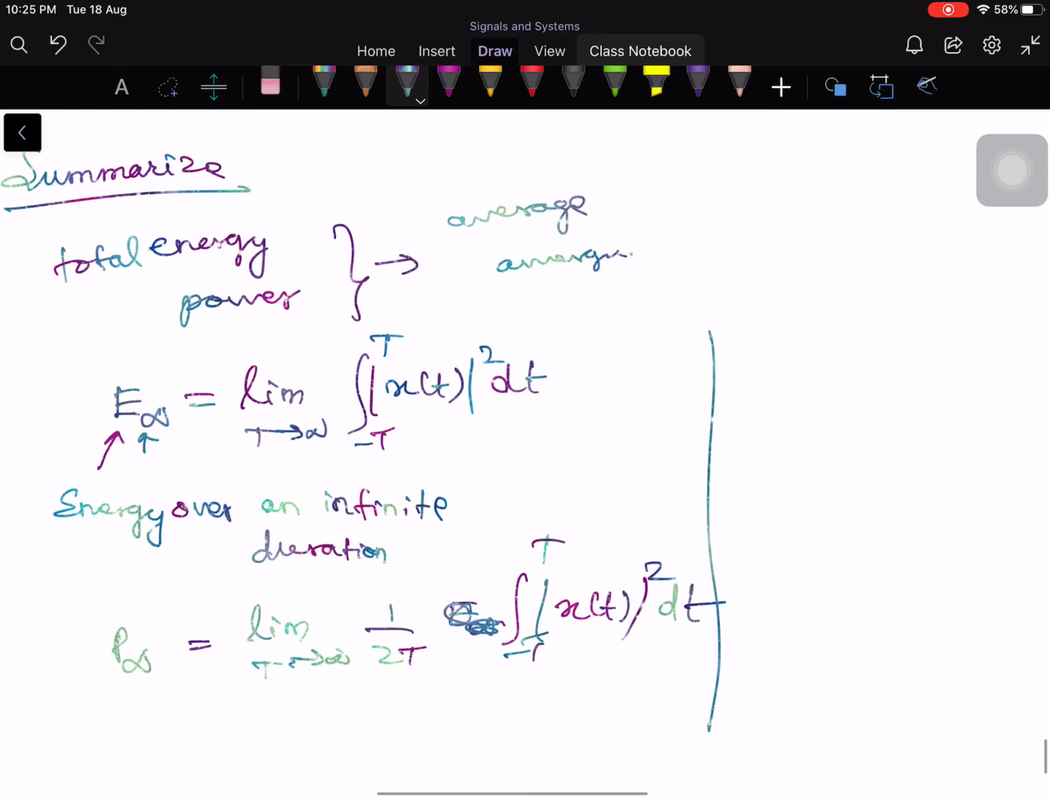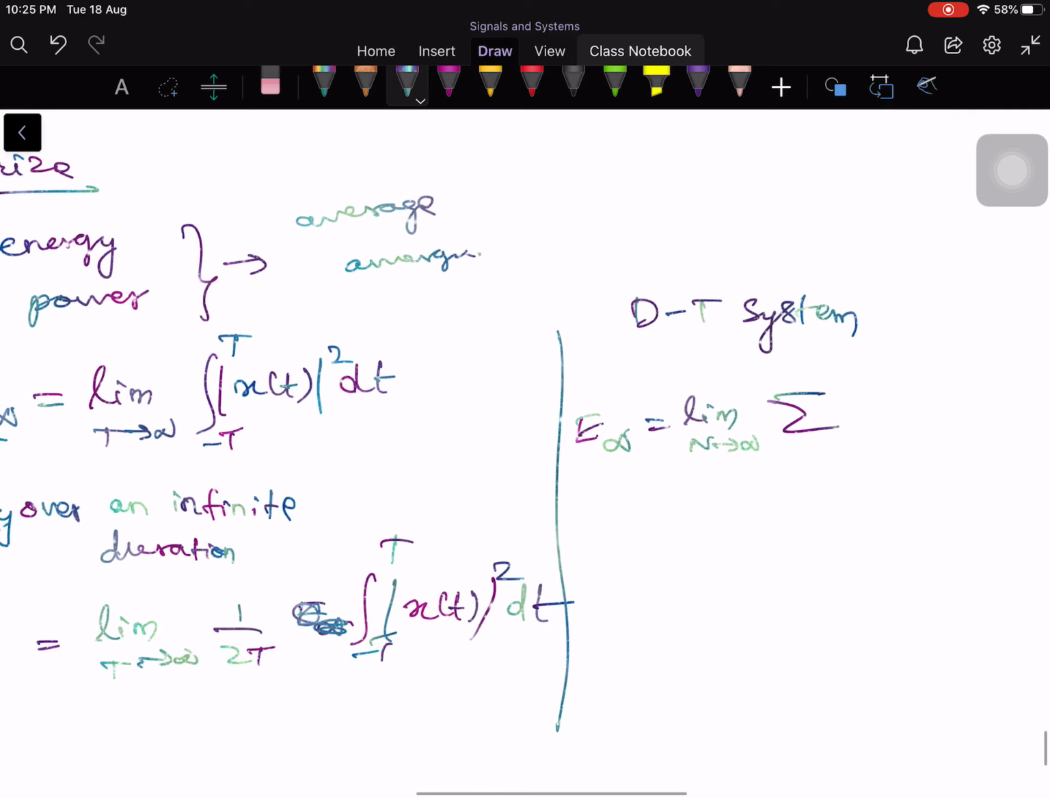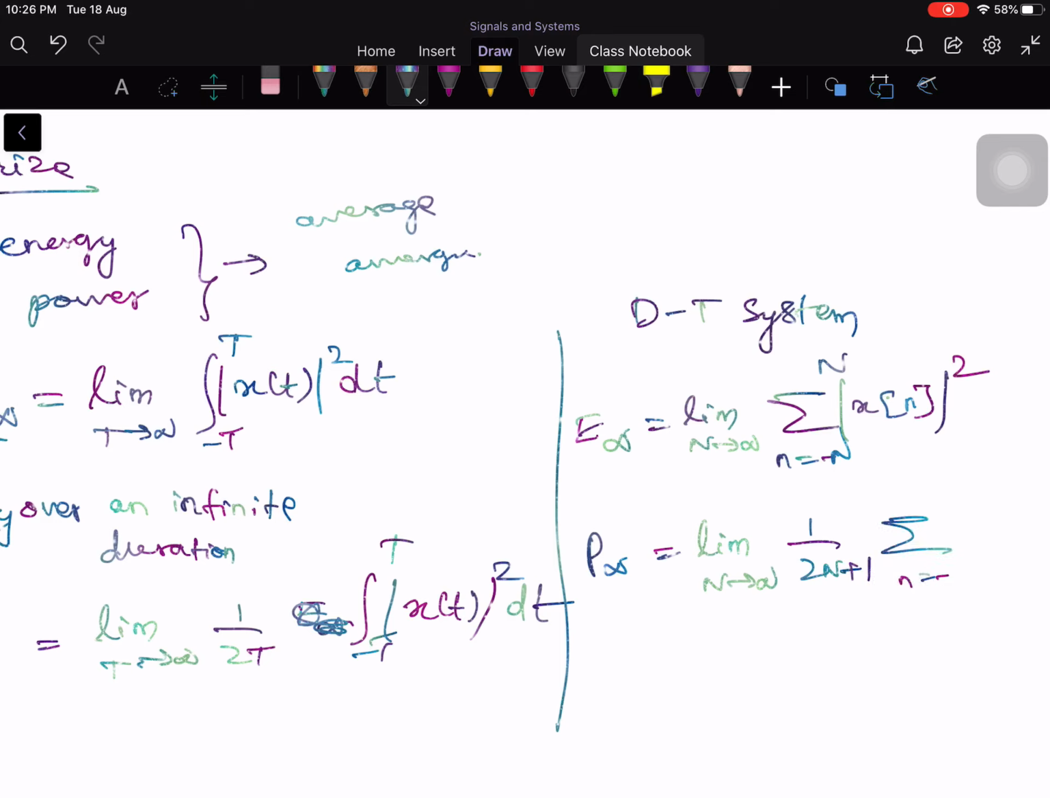The same analogous formulas are applicable for discrete time systems also. So the formula is going to be E suffix infinity is equal to limit capital N goes to infinity. Instead of the integral symbol, I am going to use summation here, n equal to minus N to plus N. You take x of n, take modulus of that and then square it. Power equal to limit N goes to infinity 1 over 2N plus 1, sigma n equal to minus N to plus N, modulus of x of n squared. That's it.